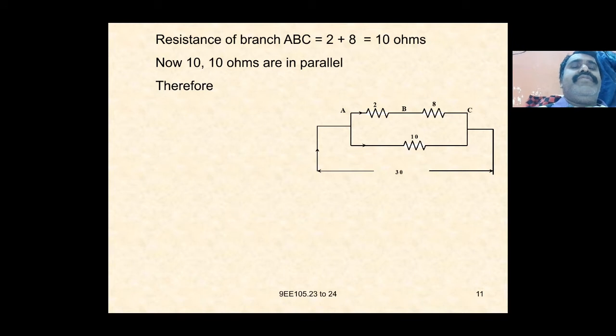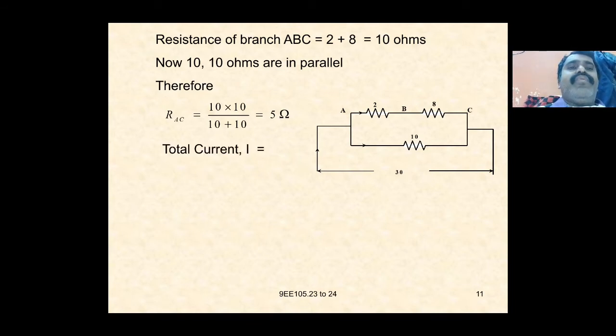Resistance of branch ABC is equal to 2 plus 8, which is equal to 10 ohms. Now 10 ohms and 10 ohms are in parallel, therefore RAC is equal to 10 into 10 by 10 plus 10, which is equal to 5 ohms. Total current I is equal to 30 by RAC, which is equal to 30 by 5, which is equal to 6 amperes.